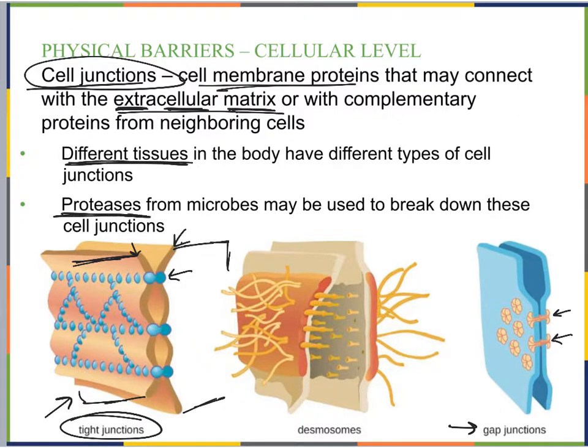So remember, however, that proteases from microbes may be used to break down these different types of cell junctions because these cell junctions are made up of proteins. Like so many other things in our body, these proteins are the ones that are going to be connecting these cells to each other or these cells to the extracellular matrix.